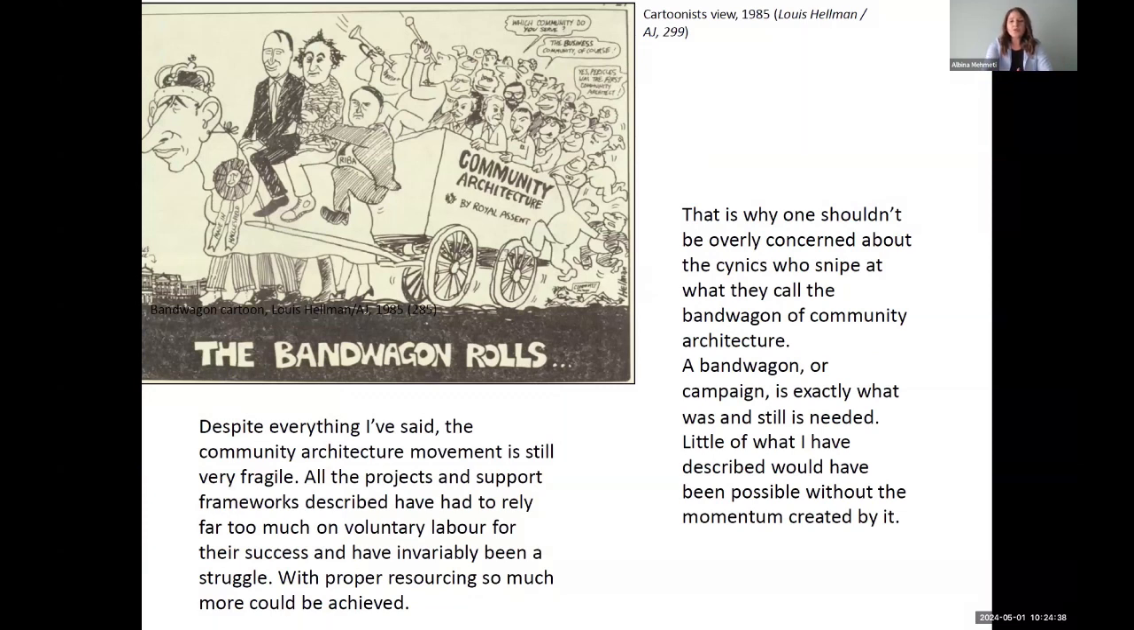So this is why one shouldn't be overly concerned about the cynics who sneer at what they call the community architecture. So the campaign is exactly what was and what is still needed. So little of what I have described would have been possible without the momentum created by it.